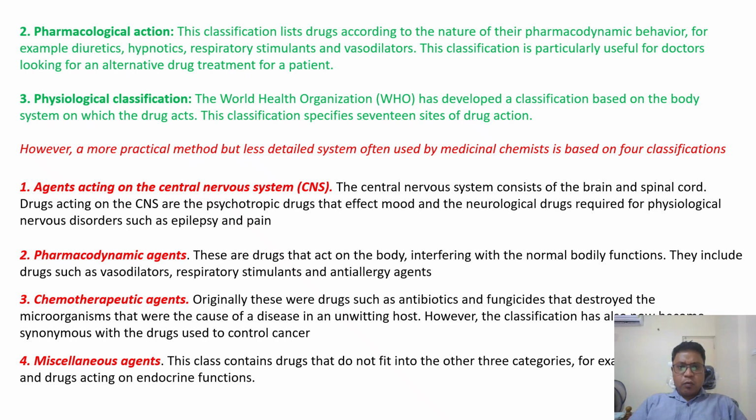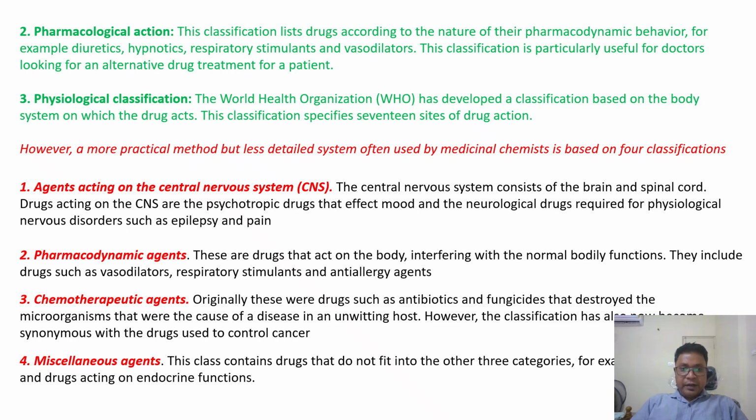And the third one is that the World Health Organization has developed a classification based on the body system on which the drug acts, and that classification specifies 17 sites of drug action. The first one is the drug molecule acting in the central nervous system, called CNS drugs. The central nervous system consists of the brain and spinal cord, and drugs acting on the CNS are psychotropic drugs that affect mood and the neurological drugs required for physiological nervous disorders such as epilepsy and pain.